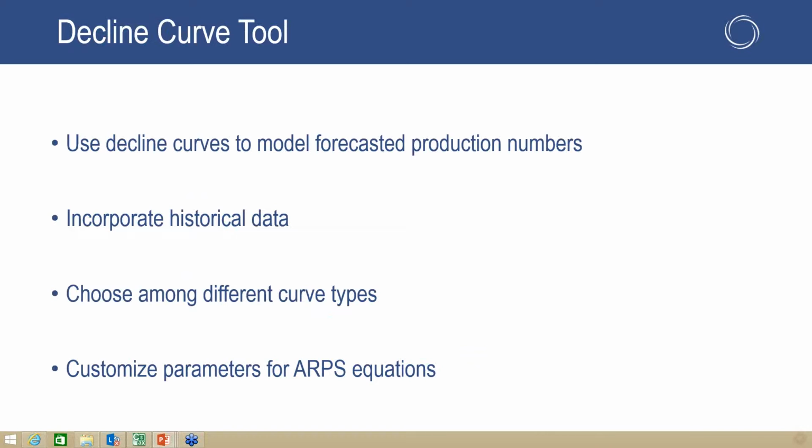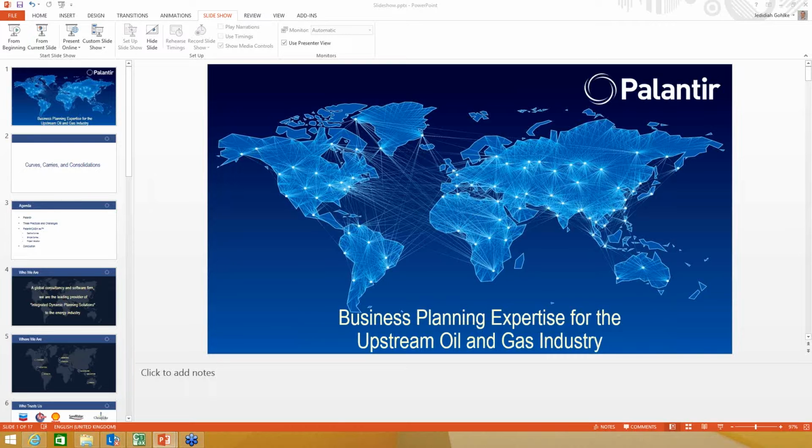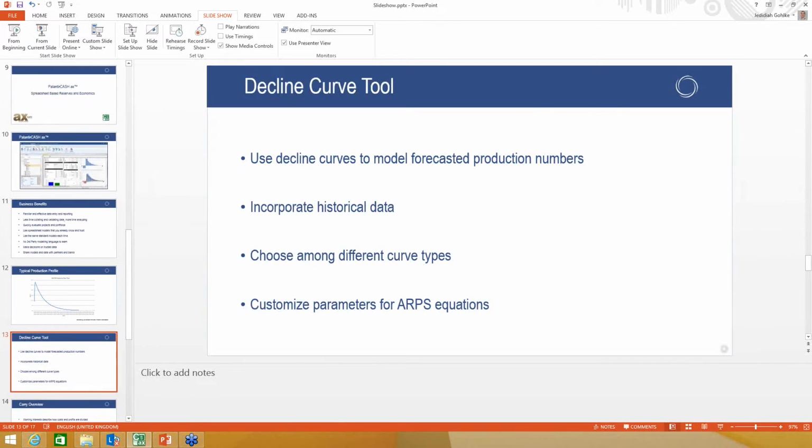Inside of Cache AX, we have something called a decline curve tool. This is a tool that gives you an easy interface, simple to use, that allows you to use decline curves to model forecasted production numbers. You have the option of incorporating historical data. You have the option of choosing among a few different curve types. And custom parameters for the ARPS equations. The ARPS equations are just very standard equations used in the industry to model decline curves. So what I'm going to do now is go into Cache AX and show you how the decline curve tool can be used to do this.